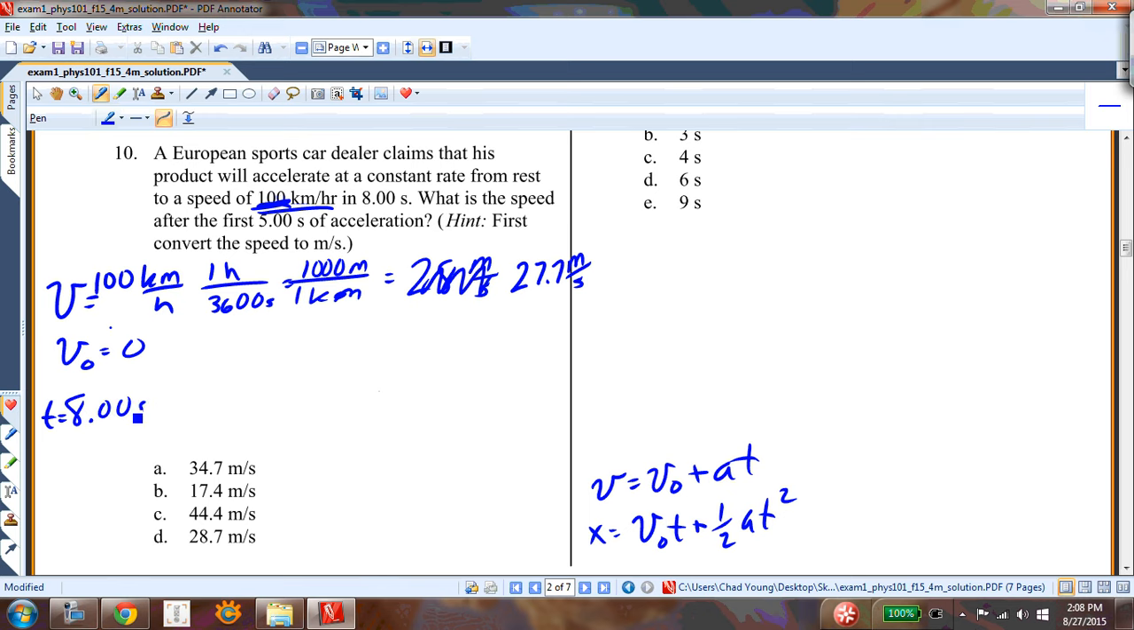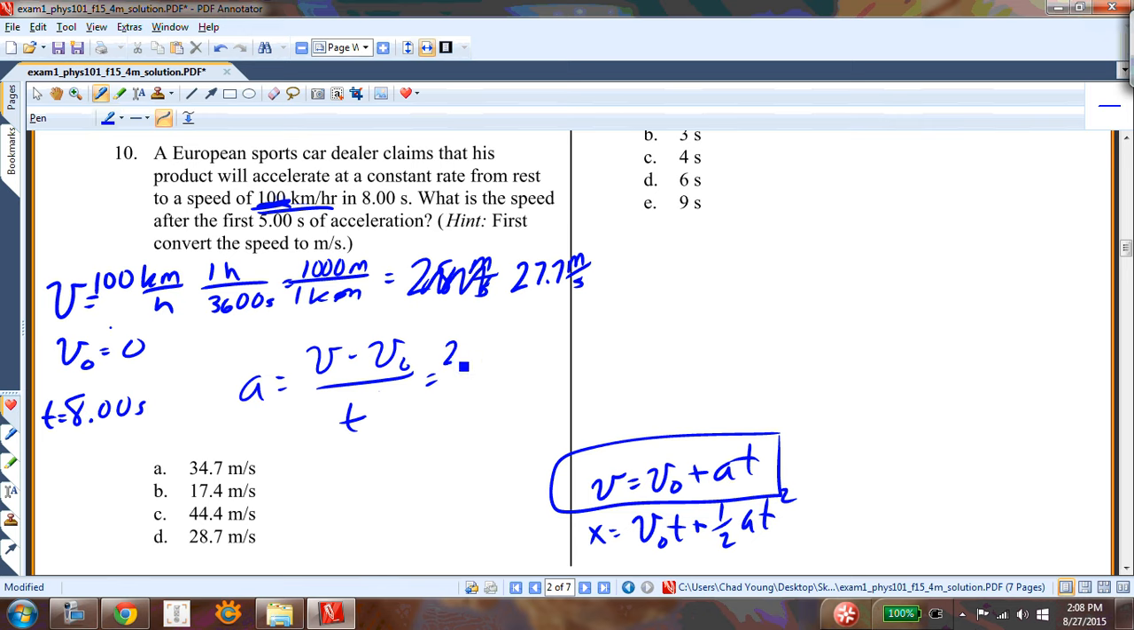Alright, so if I want to find my acceleration, I use this one. I'm going to solve this for the acceleration. That's V minus V naught over T. So that's going to be 27.7 minus 0 divided by 8 seconds. I get 3.46 meters per second squared. Alright, but then that's not the answer.